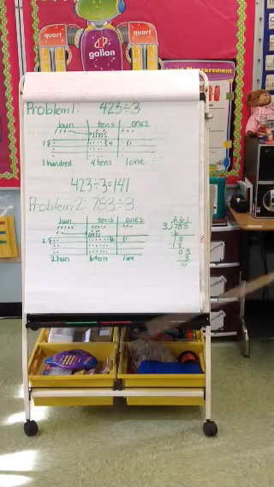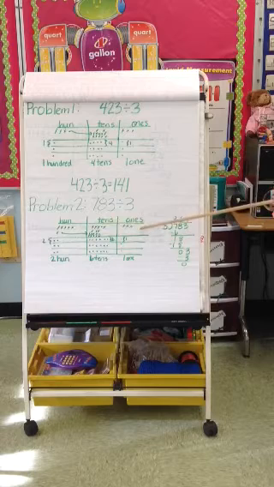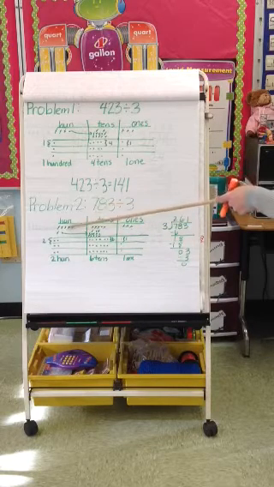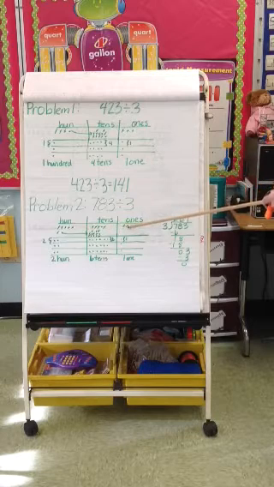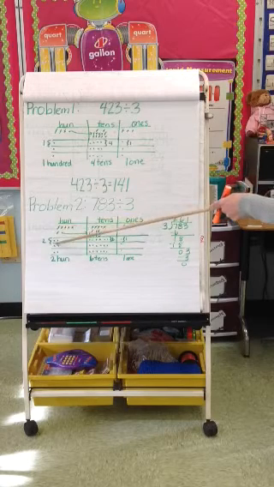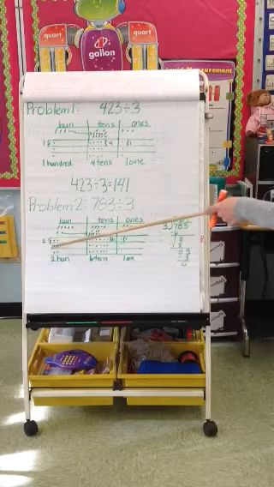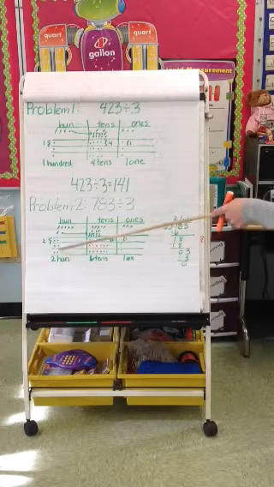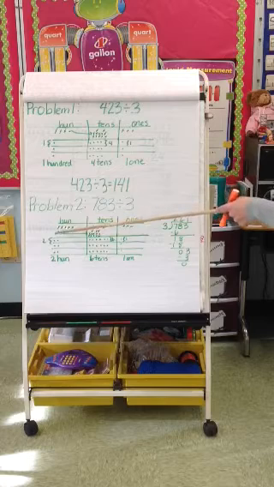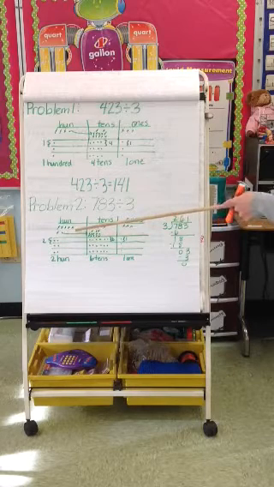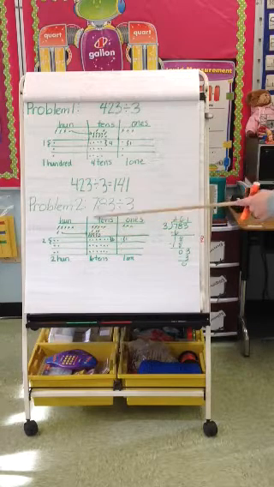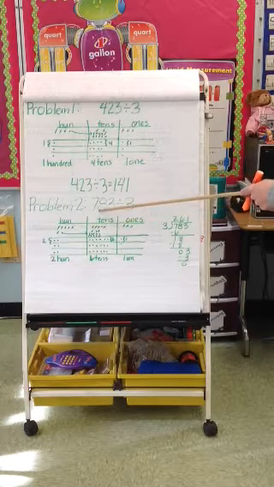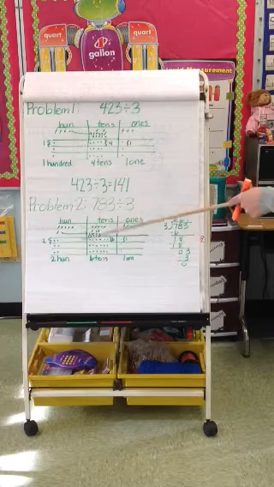Let's look at the second problem. 783 divided by 3. I set up my place value chart. Then I put 7 hundreds, 8 tens, and 3 ones. So I went through and I had 3 groups. I was able to get 2 in each group. I couldn't go any further because I only had 1 left. So I have to decompose that. So 100 is 10 tens. Plus the 8 tens I have is 18.